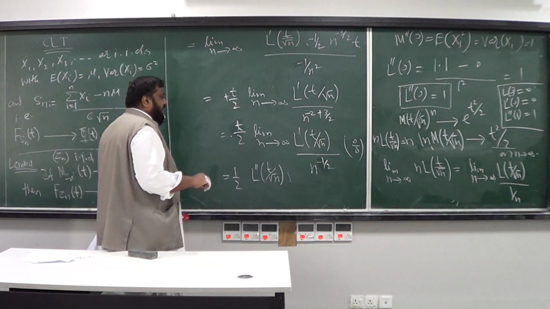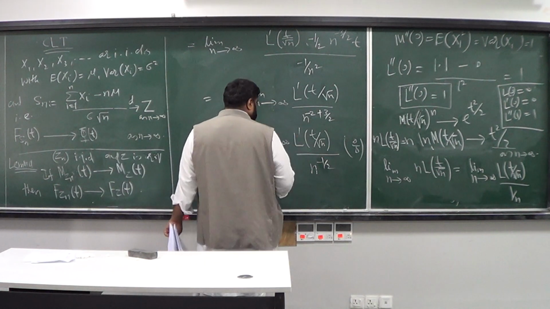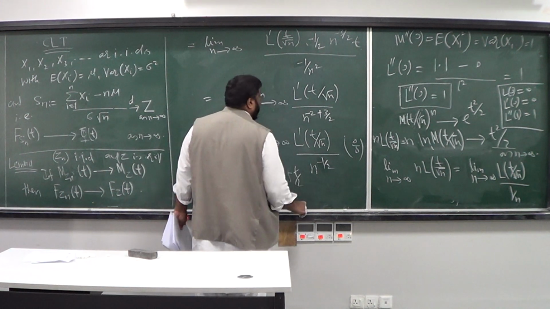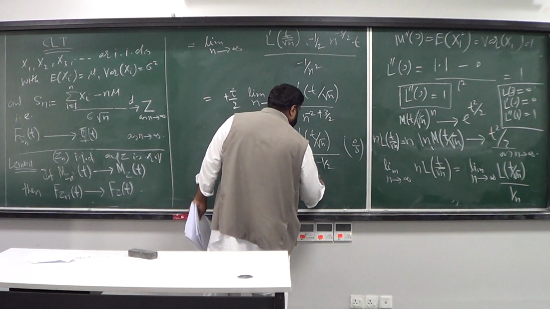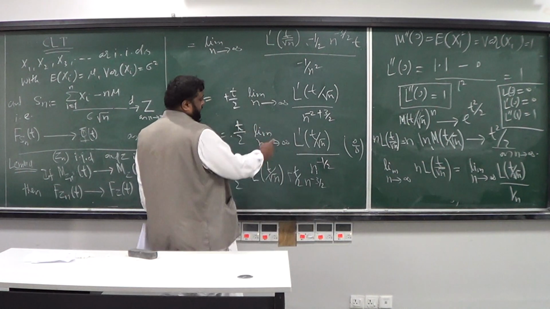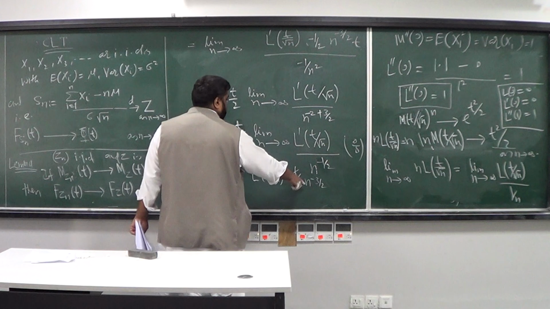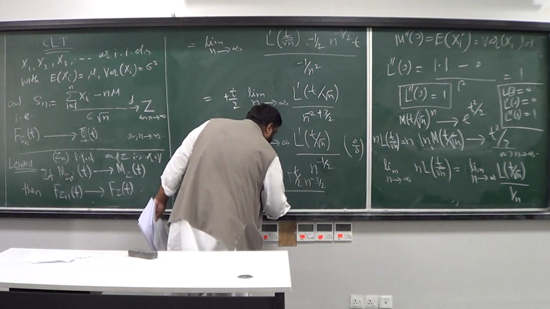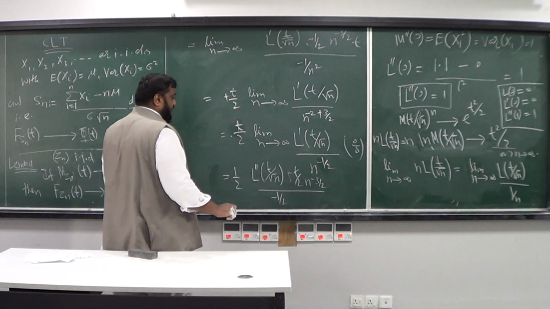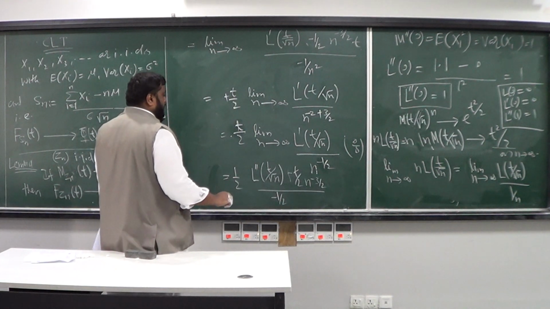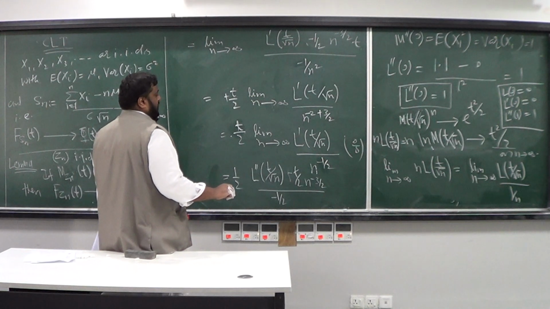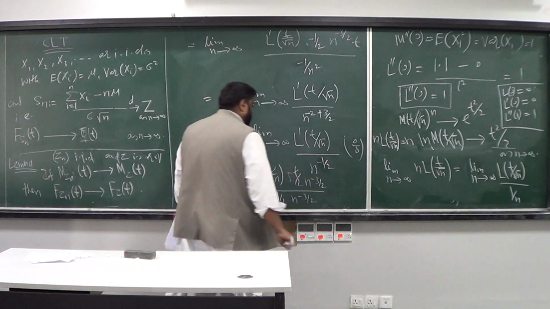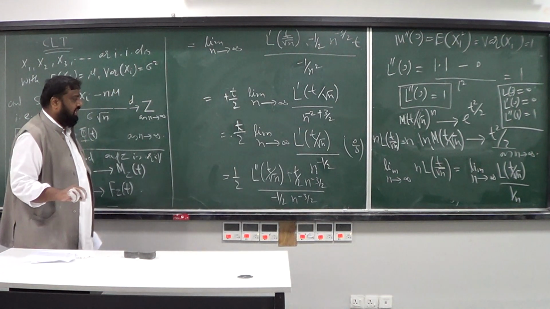So L double prime of t over square root of n, and again this will become minus t half times n power minus 3/2. The same, because t over square root of n has this derivative, divided by minus 1/2 and n power minus 3/2.